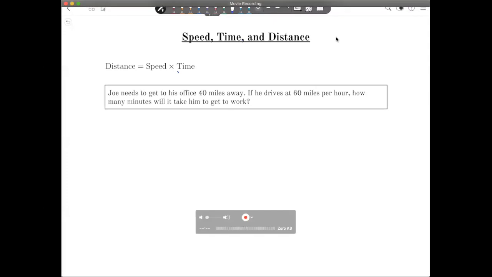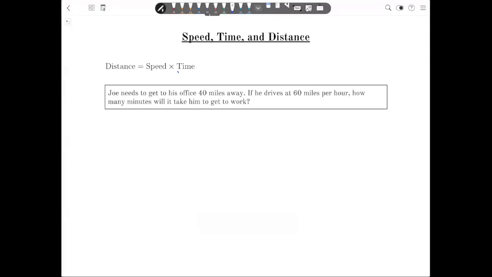Okay, so today we are going to be doing speed, time, and distance. And the formula is that distance is speed times time. So for this problem, Joe needs to get to work 40 miles away if he drives at 60 miles per hour. We're asked to find how many minutes it will take for him to get to work.